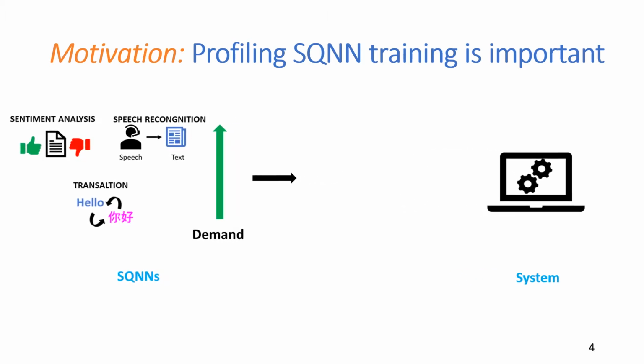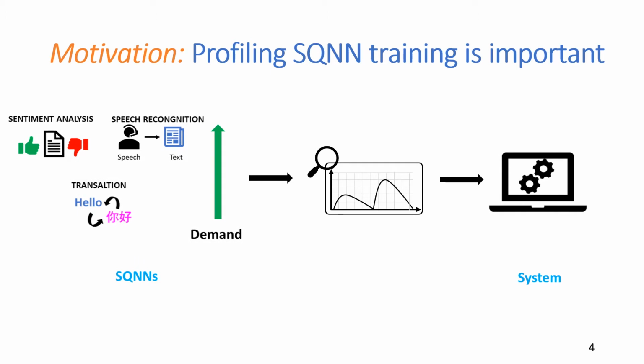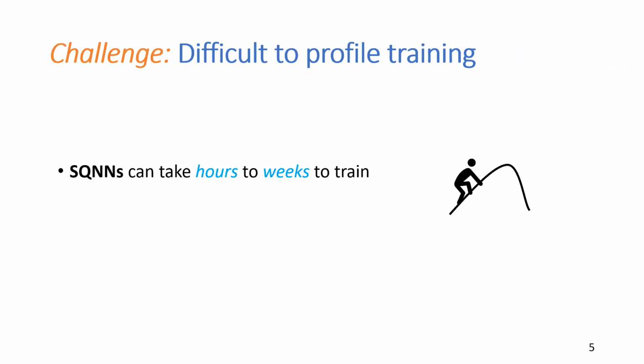One of the key steps in designing efficient systems for applications has been detailed profiling and characterization. These help system designers understand application requirements as well as bottlenecks in existing systems. However, profiling SQNN training comes with its own challenges, as SQNNs can take several hours to even weeks to train, which is further worsened by the overheads of profiling tools.